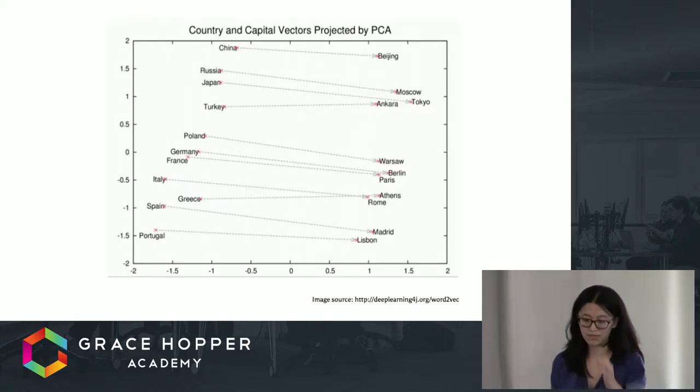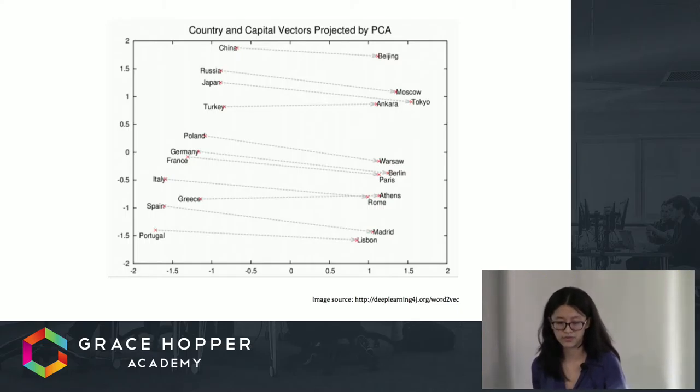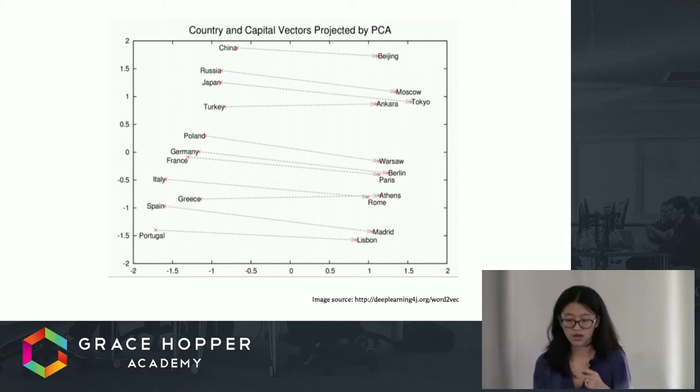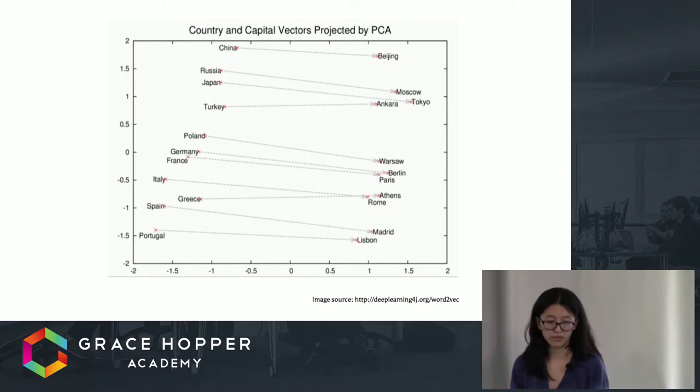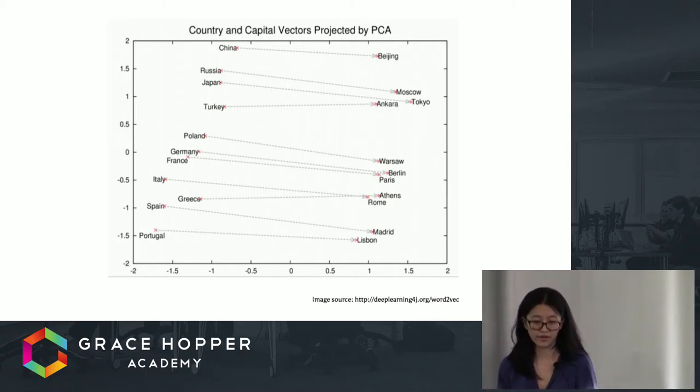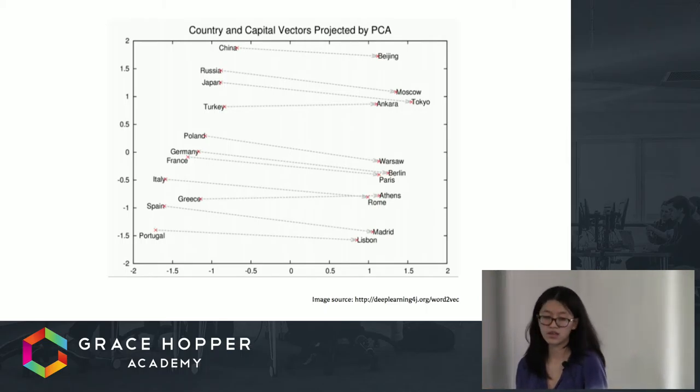As an example, here's a simplified representation of what this would look like flattened to two dimensions. Each point on this graph represents a vector, which in turn represents either the name of a country or a city. And you'll notice from this graph that if Word2Vec is trained well, the vectors will form clusters based on their meanings. So in this case, all of the countries are on the left side and all of the cities are clustered on the right side.